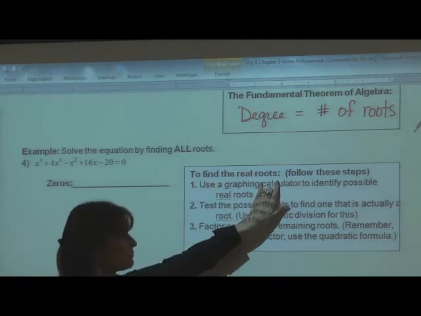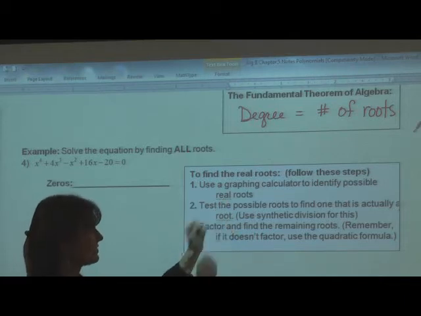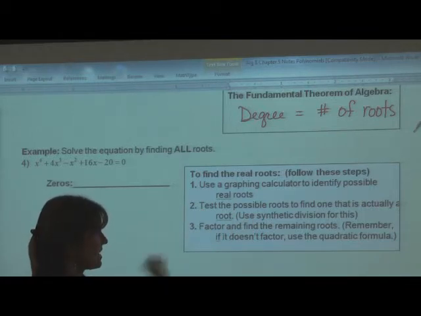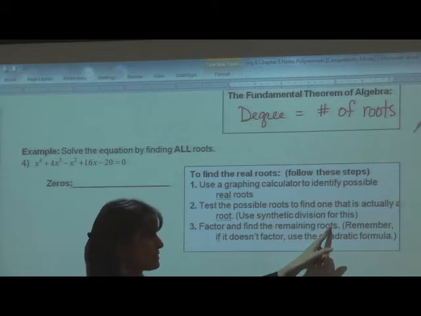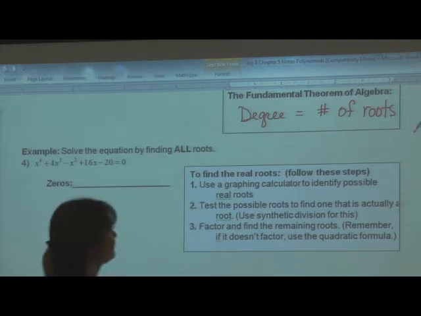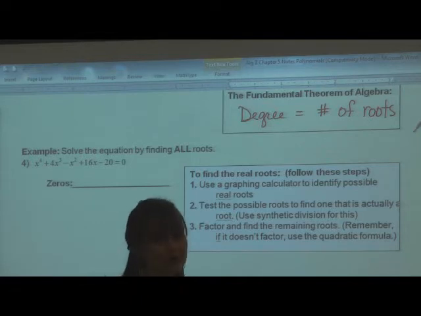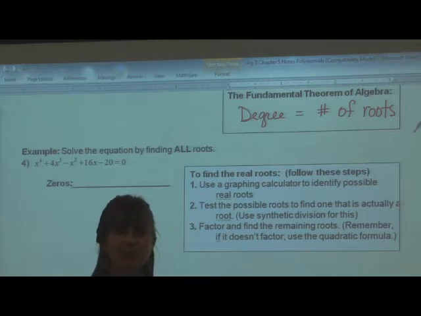So here we are. To find the real roots, we're going to follow these steps. Number 1, you can use a graphing calculator to identify the possible real roots. You can test the possible roots to find one that is actually a root. Use synthetic division when you're doing this. Factor and find the remaining roots. Remember, if it doesn't factor, use the quadratic formula. Now, in this example, we're going to do this without a graphing calculator. We're going to do some with, we're going to do some without. The ones that we'll do with the graphing calculator, I will help you with in class.